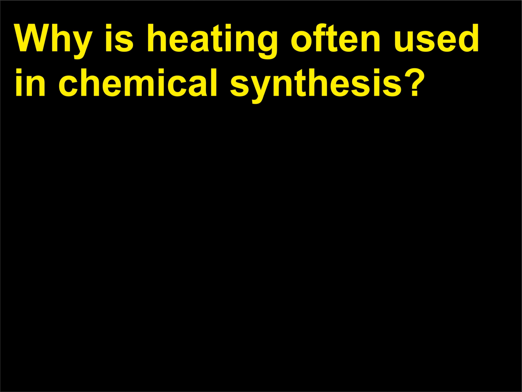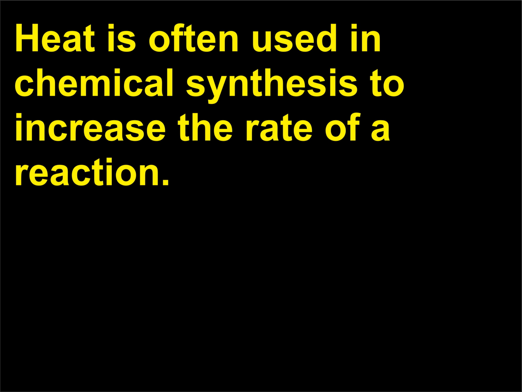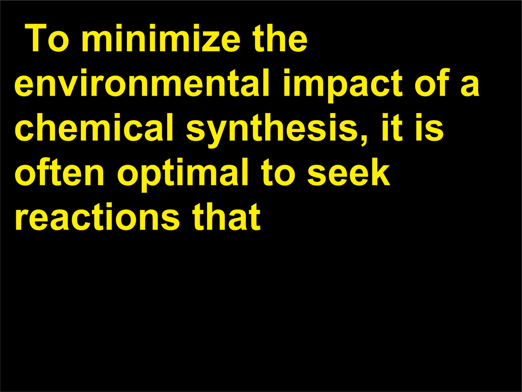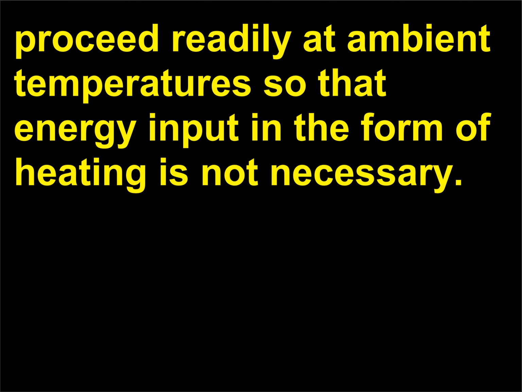Why is heating often used in chemical synthesis? Heat is often used in chemical synthesis to increase the rate of a reaction. In some cases, heating is also used to effect a phase change. To minimize the environmental impact of a chemical synthesis, it is often optimal to seek reactions that proceed readily at ambient temperatures so that energy input in the form of heating is not necessary.